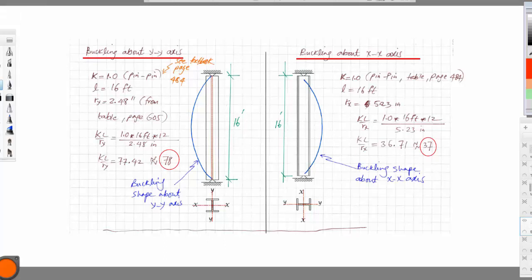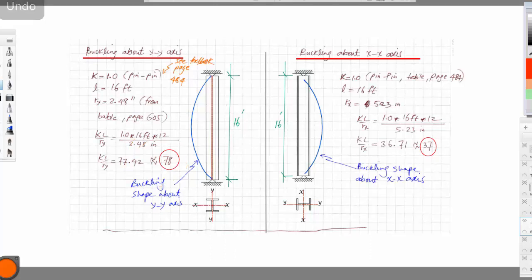So what we do here is apply this equation, KL over Ry, where K is 1 and L is 16, and you need to multiply by 12 because the Ry is given in inches. If you leave this as feet, then the entire answer will be wrong. So just be careful and pay attention to the units. You must multiply by 12. Anyway, we get the value KL over R equals 77.4. We always round this up.